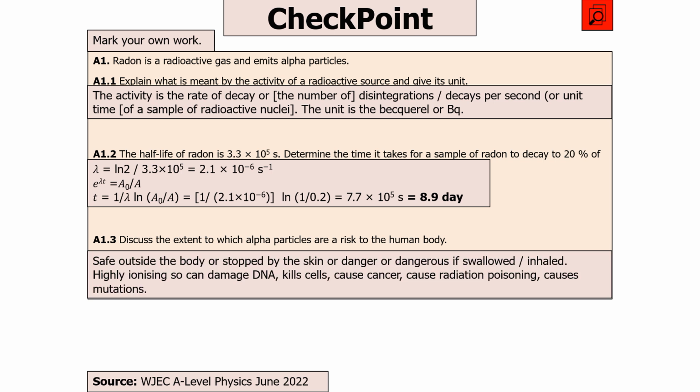Now, alpha particles are safe outside the body because they're stopped by skin. They're only dangerous if inhaled or swallowed, but they are highly ionizing, so if they are swallowed they can damage DNA, kill cells, cause cancer and cause radiation poisoning.